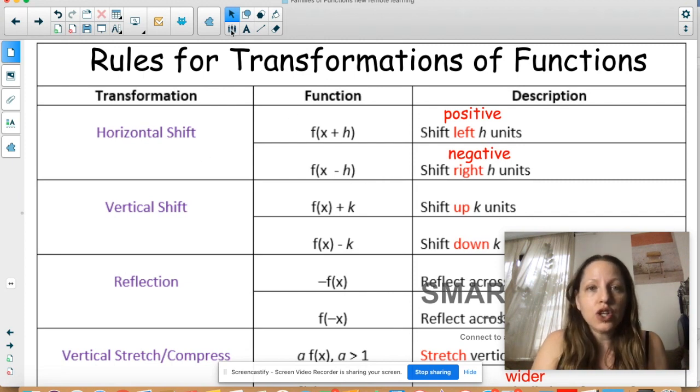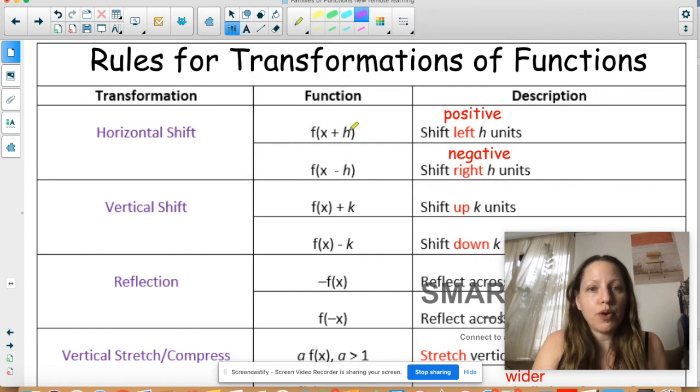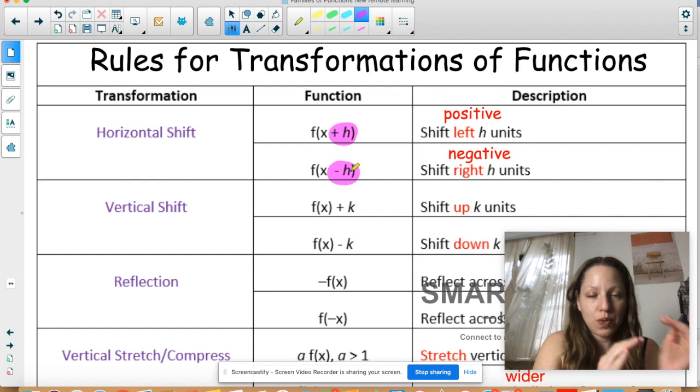Horizontal shift. So what that looks like is inside the parenthesis or the radical or the square root or inside of something, wherever the x is, inside with the x, if there's a number in there, that means that your graph is going to shift left or right. If it's a positive number, like this first one, it's going to shift left. If it's a negative number, like this one, it's going to shift right.